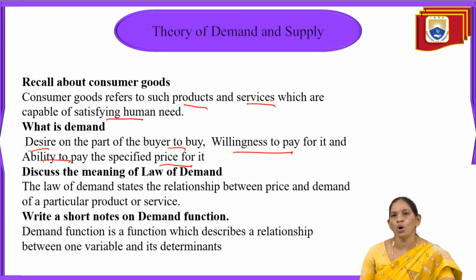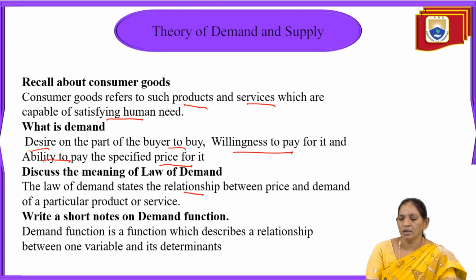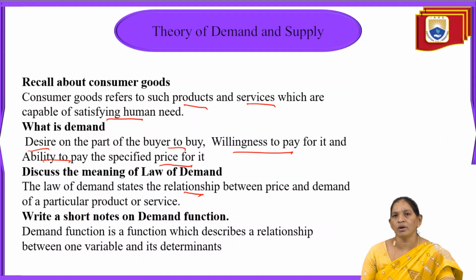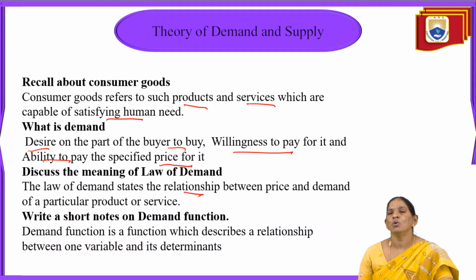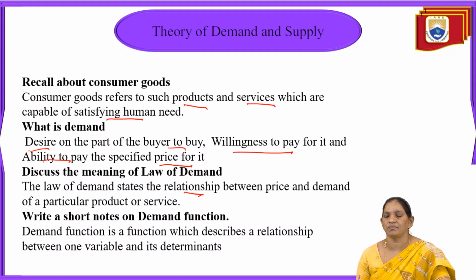Discuss the meaning of the law of demand. The law of demand states the relationship between the price and demand of a particular product or service. Here we express that there is an inverse relationship between the price and demand of a particular product or service. We call it the law of demand. The effect or the factors will change due to an increase or change in the price of a product or service. The law of demand states a particular relation between the price and the demand of goods and services.